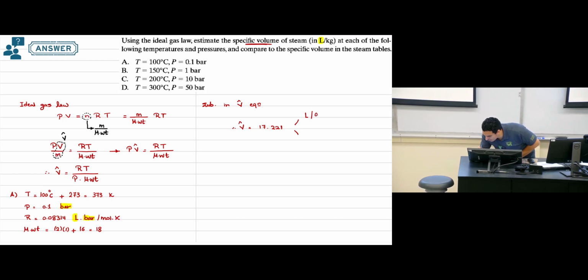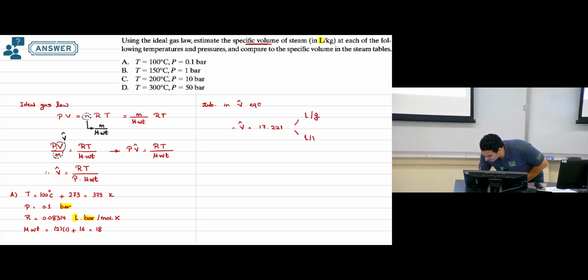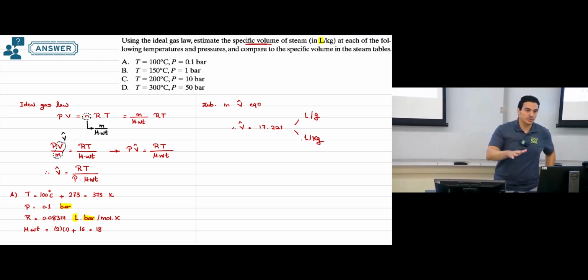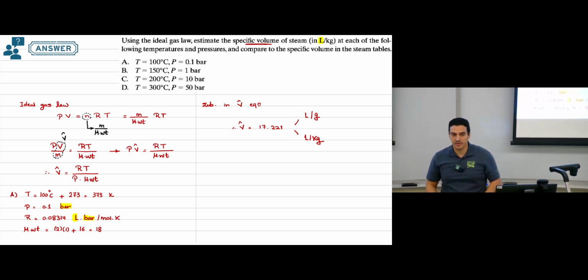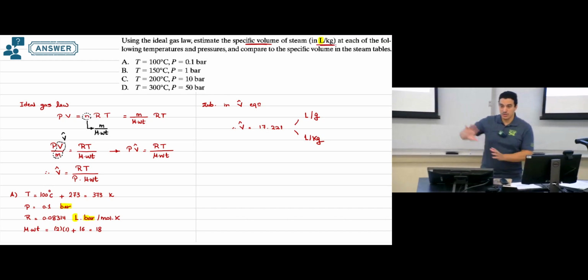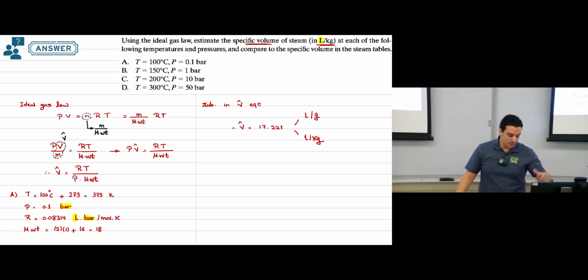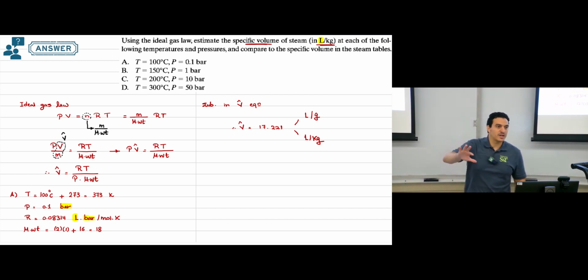But we have no idea if this will be liter per gram or liter per kilogram. It can be any one of them, right? So which one of them will we have? Liter per gram or liter per kilogram? Remember that we need to calculate in liter per kilogram. So if this one is liter per kilogram, this is what we need. If it's liter per gram, then we need to modify it. So what do you think? Liter per gram or kilogram?